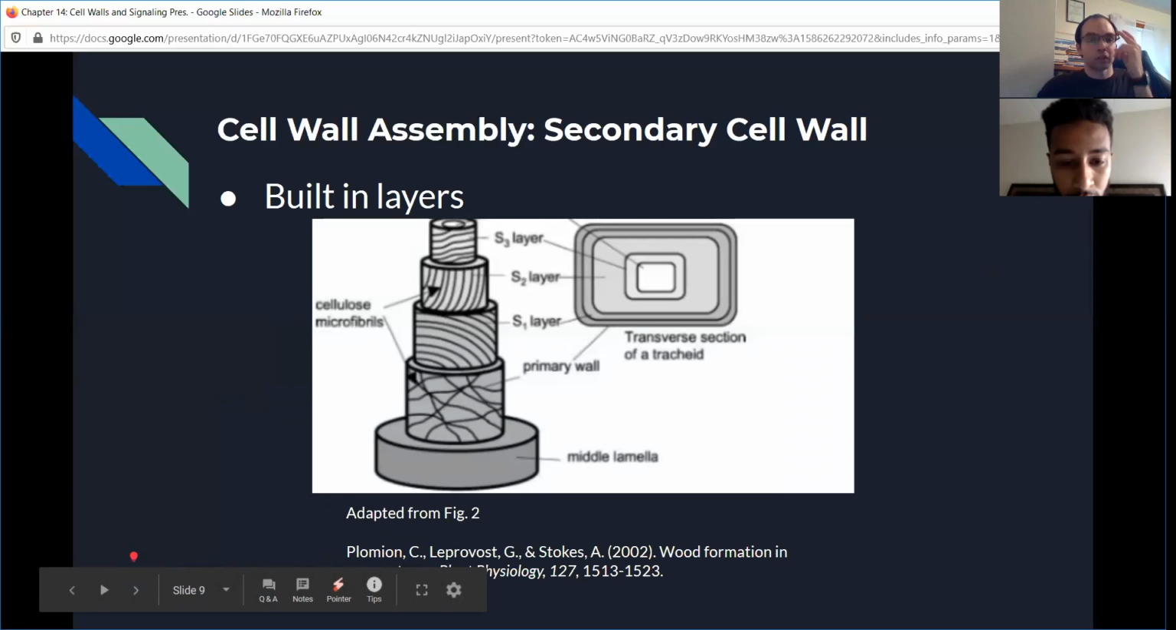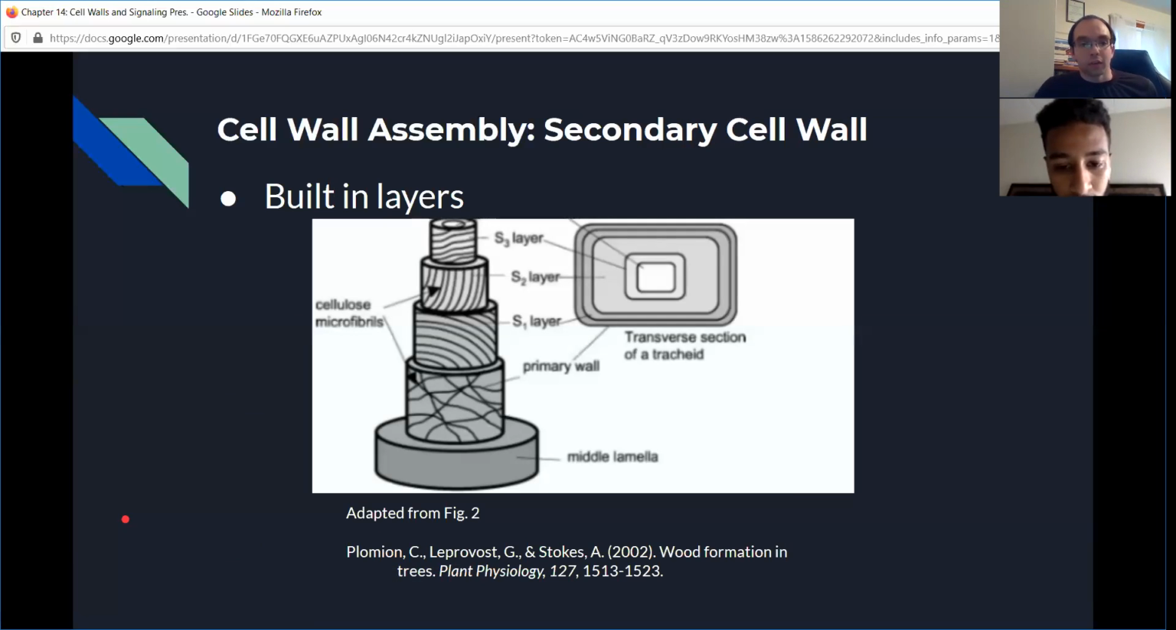Moving on to the secondary cell wall, we'll start with a figure here. The secondary cell wall, as we can see in the figure, is organized and built in layers. So here we have one layer, here we have another layer, and this is a third layer of the secondary cell wall. Now we can see the cellulose microfibers here. In each layer, the organization is different, but together, those different organizations help make the overall cell wall stronger.